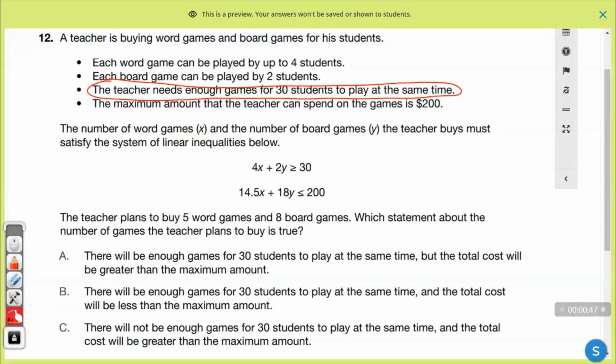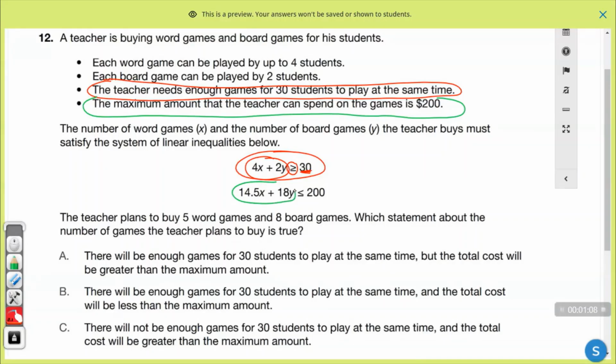All right, and that's where we see this one right here, that the number of games must be more than 30 students, so that at least every student has a game and you have a little bit of extra. All right. The second restriction comes from here, that the maximum amount of money that the teacher can spend on the games is $200. That means this is going to be the cost of the games, and we need to keep that under our $200 budget limit.